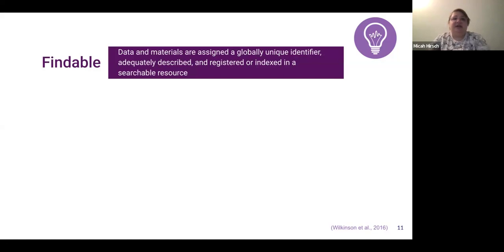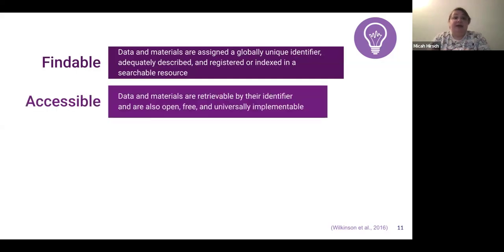So essentially, your data can be assigned a DOI number, especially if you're sharing through platforms like the Open Science Framework, and that DOI number links back to your data set. The A in FAIR stands for accessible, which basically means the data and materials are retrievable by their identifier and are also open, free, and universally implementable. So I like to think of this as you not only have a link to the data or the ID number, but when you click on that, the data is there and ready to be downloaded.